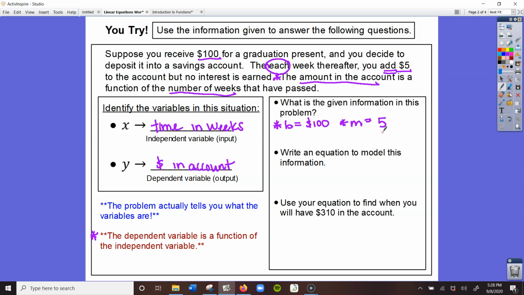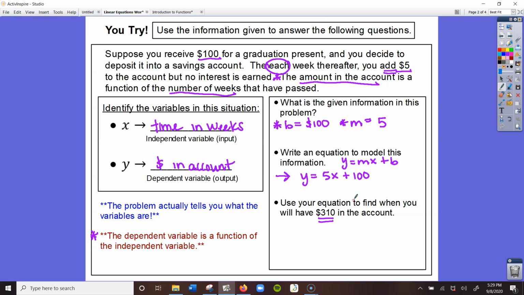Now that I have the slope and the y-intercept, remember that we can rewrite this equation, y equals mx plus b. Our equation would then be y equals 5x, since our slope is 5, plus 100, since our y-intercept is 100. Now we're going to use the equation to find when you will have $310 in the account.